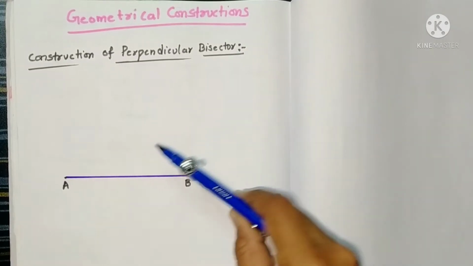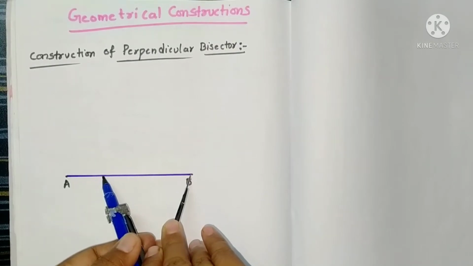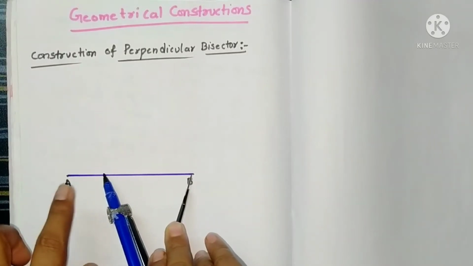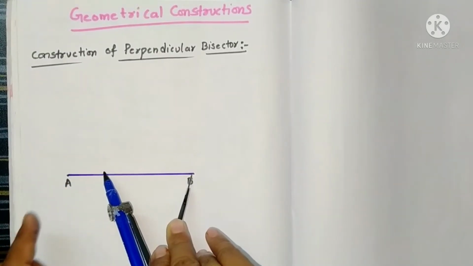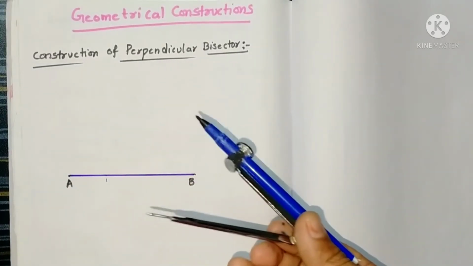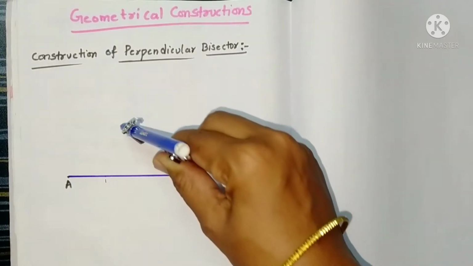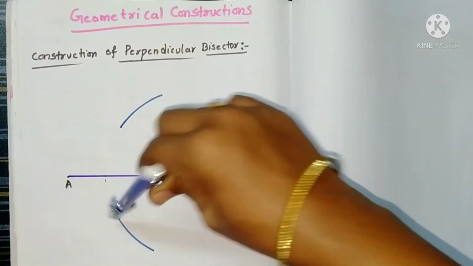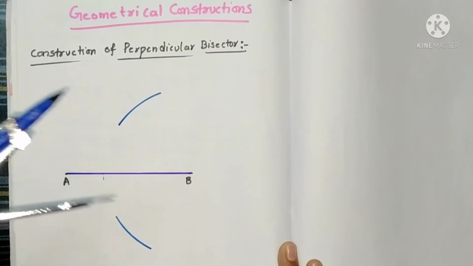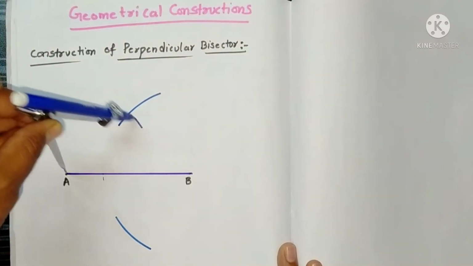Just take a radius more than half. By just looking at this, you are able to observe that this radius is just more than half. As soon as you look, you can tell it is more than half the line. So that radius we have to take. Now with this radius, taking B as center, draw arcs above and below the line. Similarly, with the same radius, without disturbing the compass, taking A as center, draw another pair of arcs.